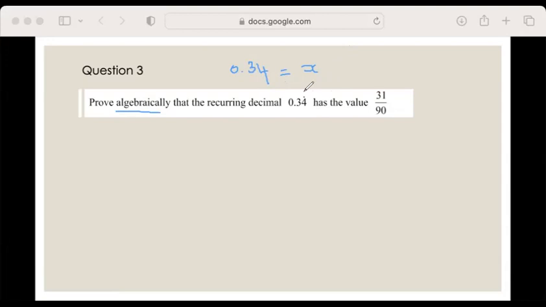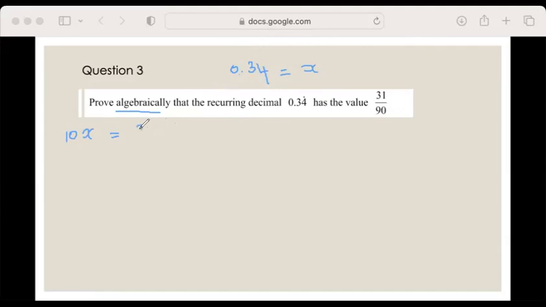So since there is only one decimal place, then remember, if there is only one recurring decimal, you will have to multiply this by 10. So that means we take 10x. When we take 10x, what happens? If x is 0.34 recurring, then 10x will be, when you multiply the decimal by 10, the 3 would shift one step, because multiplying by 10 means one place will be moved.